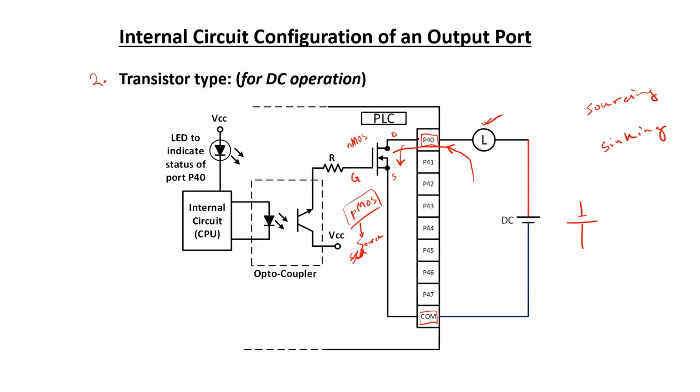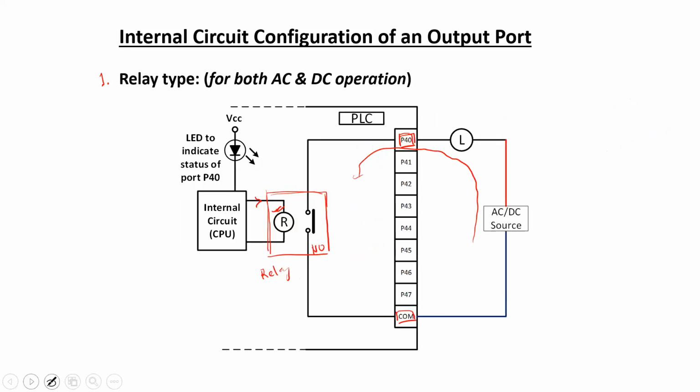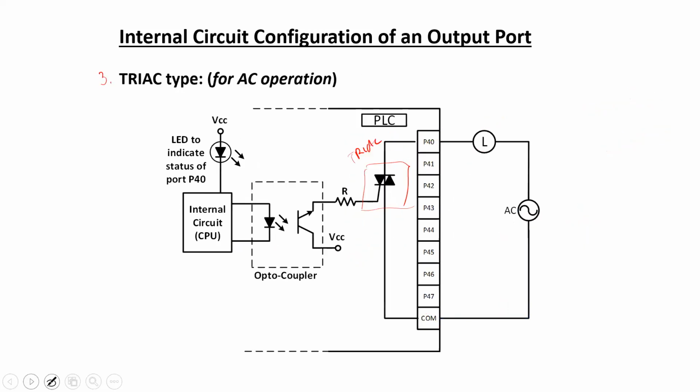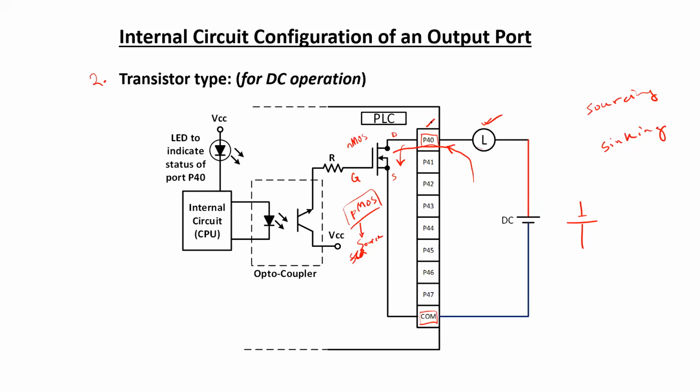And also a specific output port, for example here, for showing all the three output configurations such as the relay type, the transistor type and the triac type, I have used this particular port P40, but this single port will not be able to have all the three different types of configuration at a time. Just for illustration purpose, I have shown it like this, but in general, a particular port will have one of these three types of configurations, and which type of configuration it has will also be mentioned by the manufacturer.